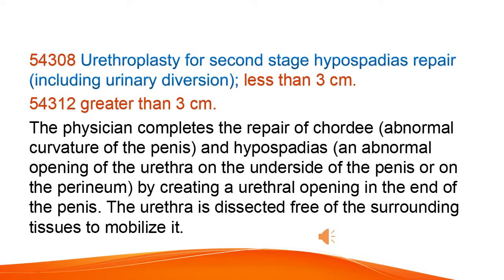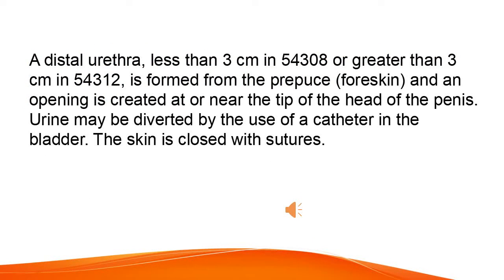The urethra is dissected free of the surrounding tissues to mobilize it. A distal urethra, less than 3 cm in 54,308 or greater than 3 cm in 54,312, is formed from the prepuce, foreskin, and an opening is created at or near the tip of the head of the penis. Urine may be diverted by the use of a catheter in the bladder. The skin is closed with sutures.